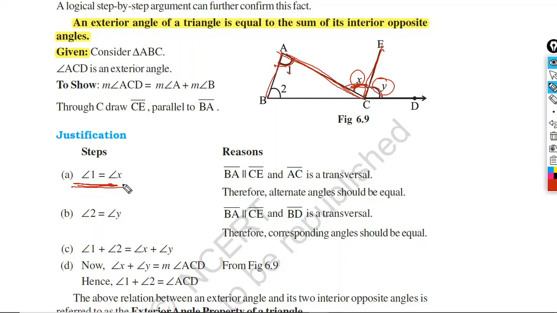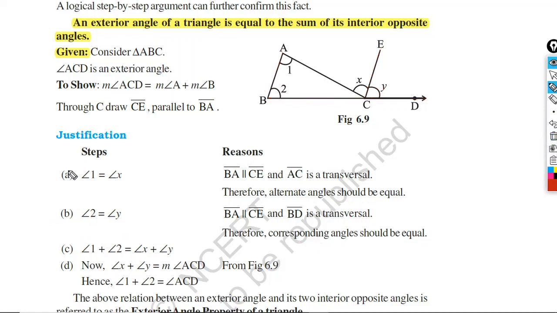Okay. Now again, angle 2 and angle Y will be equal. Why? Because AB is parallel to EC and BC is the transversal. Angle 2 and angle Y are corresponding angles. So angle 2 is equal to angle Y. The reason: they are corresponding angles.